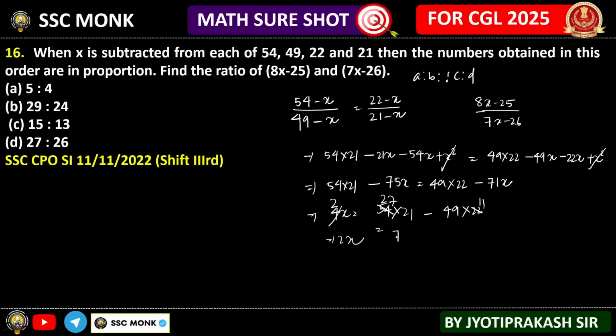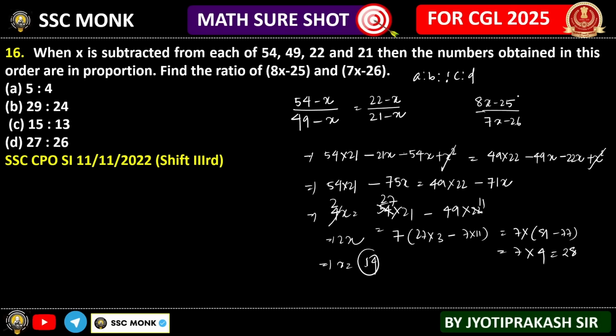Here if I take 7 common, this will be 27 into 3. Here it will be 7 into 11. I am trying to simplify the whole calculation as simply as possible. So 7 into 27 into 3 is 81 minus 77. So that can be written as 7 into 81 minus 77, that is 7 into 4. That is equal to 28. So 2x is 28. X is equal to 14.